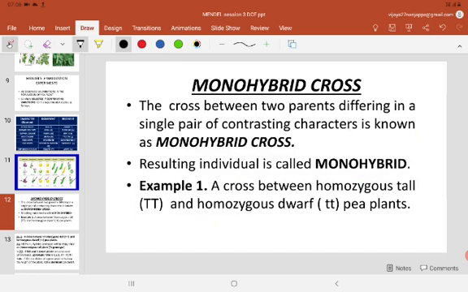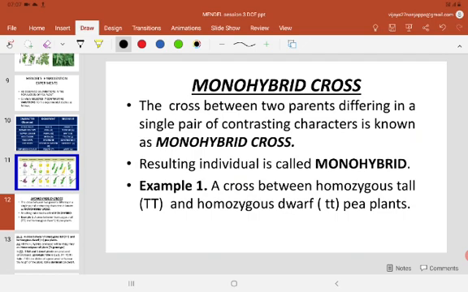Monohybrid cross. The cross between two parents differing in a single pair of contrasting characters is known as monohybrid cross. See, any organism is a bundle of characteristics wherein we find hundreds or thousands of characters. But we cannot study all the characters at a time. At a time, for the experiment or for the observation, only one character is taken. And when we take a single pair of contrasting characters, and when the hybridization experiment is carried out, that is called a monohybrid cross. The resulting individual is called a monohybrid.